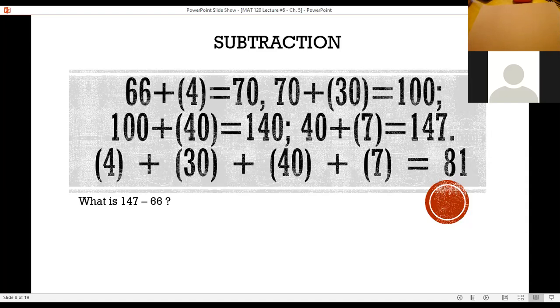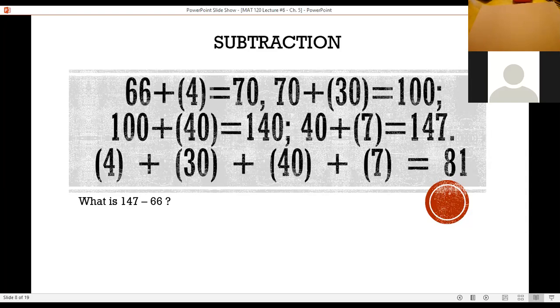Okay, in this case, what's happening is we're taking these numbers and we're messing around with them a little bit more. First, we're going to take the number 66 and add 4 to it. And then we get 70, okay? So we take 66 and we add 4 and we get 70. Then we take 70 and we add 30, we get to 100. Then we take 100 and we add 40, we get to 140. And then we take 140 and we add 7 more and we get to 147.